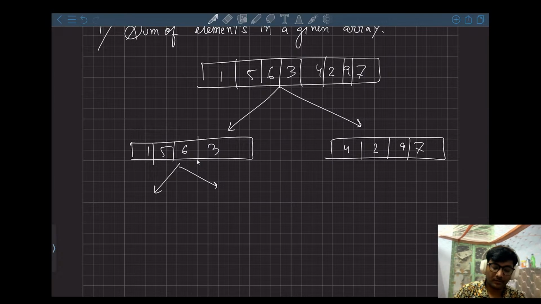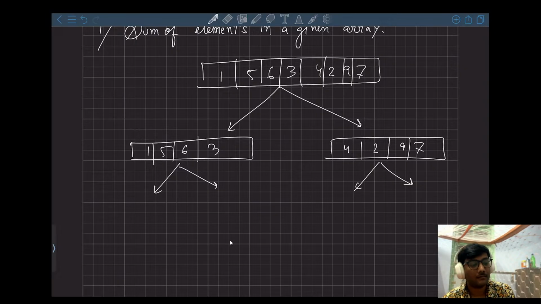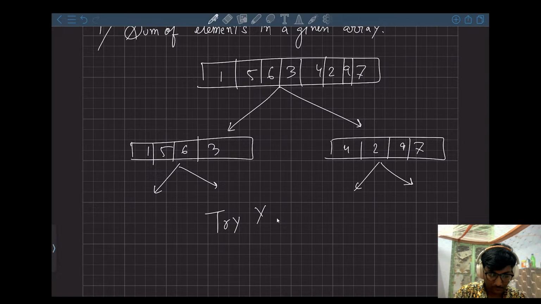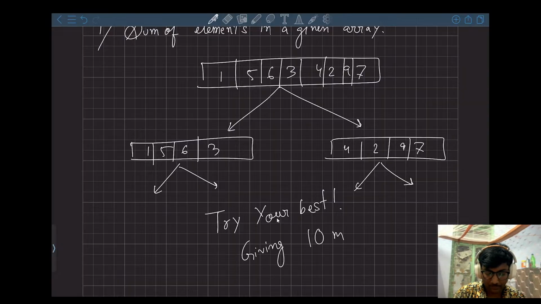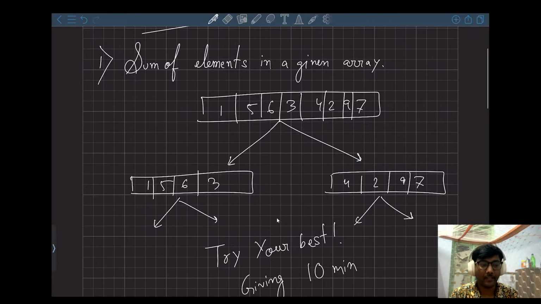I want you to think of this and write down code that solves it. So try. Give it 10 minutes. Try to implement a solution to this problem: sum of elements in a given array, using divide and conquer.